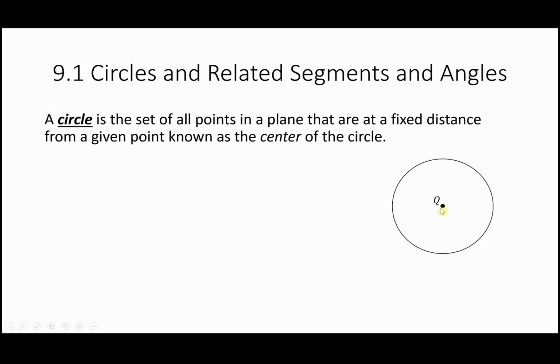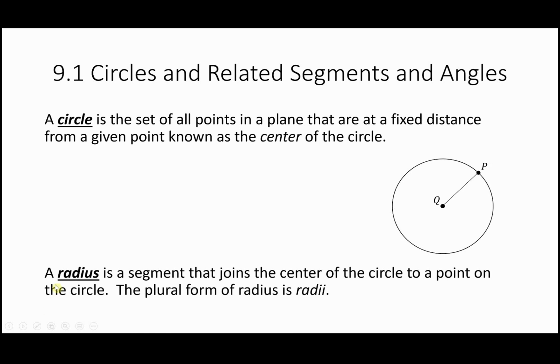And the center of the circle is just some dot in the middle of it, and it has usually a name to it, and that names the circle itself. So for example, this is circle Q, and we'll get to the example in just a moment. First, let's also define what a radius is. It's a segment that joins the center of the circle to a point on the circle. The plural form of radius is radii.